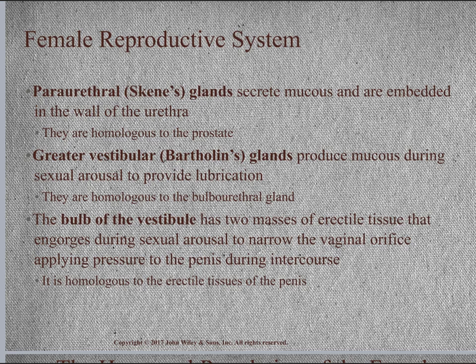The next is the bulb of the vestibule. There's two masses of erectile tissue that engorge during sexual arousal. What this does is it narrows the vaginal orifice, applying pressure to the penis during intercourse. It is homologous to the erectile tissue of the penis. So as you can see, all the structures in the male reproductive anatomy are homologous or similar to our structures in the female anatomy and serve similar purposes.